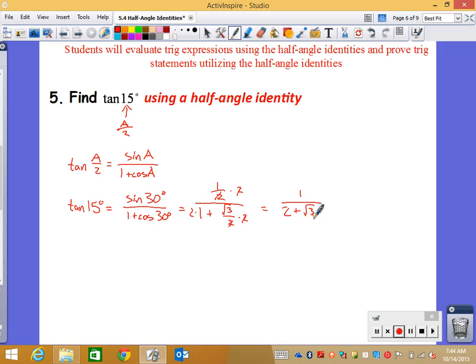So I need to rationalize that. So multiply top and bottom by the conjugate here, 2 minus root 3. Forgive me, it's not a complex conjugate, it's just the conjugate. What do I get on bottom here? Because my top is just going to be 2 minus root 3. My bottom, when I FOIL this out, the middle terms cancel. We get 4 minus 3, or 1. So I end up getting 2 minus root 3 as my answer.